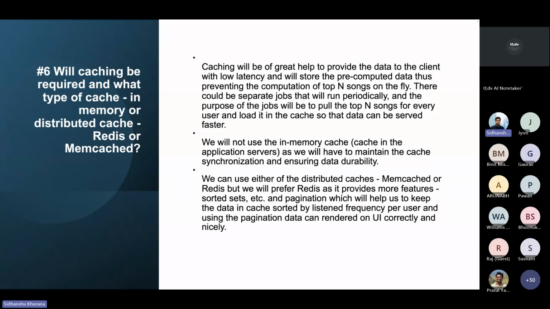We will not go with an in-memory cache because otherwise we have to do all the ops work to make sure the cache is synchronized, data is durable, and things like that. We can use either of the distributed caches like Memcached or Redis. AWS provides both flavors as part of the AWS ElastiCache service. We'll prefer Redis because it has some rich features like sorted sets. It supports pagination, which helps us keep the data in cache sorted by the listening frequency per user. And using the pagination, it can be rendered in the correct order.